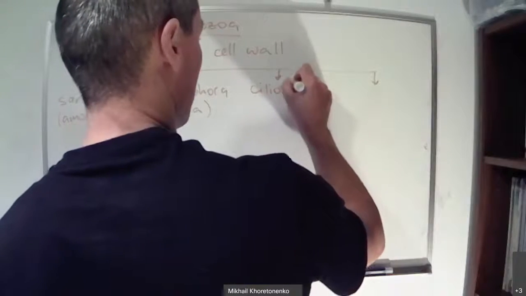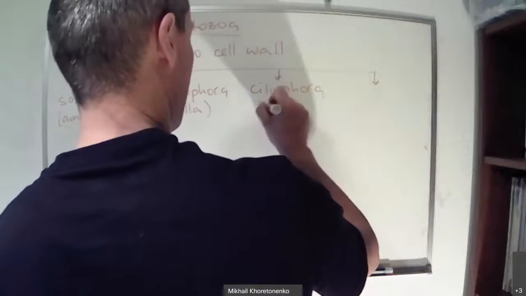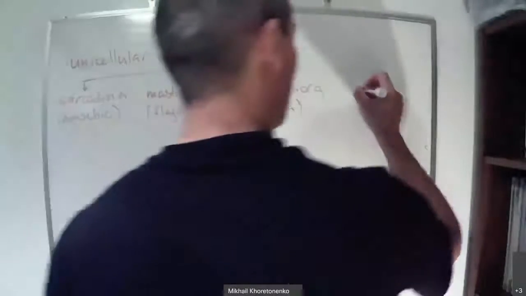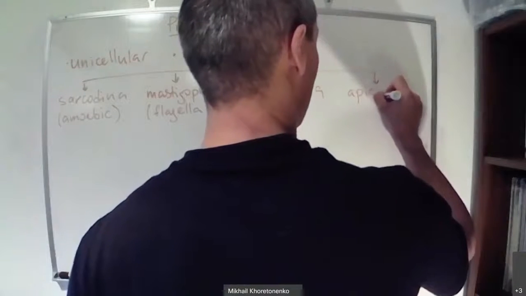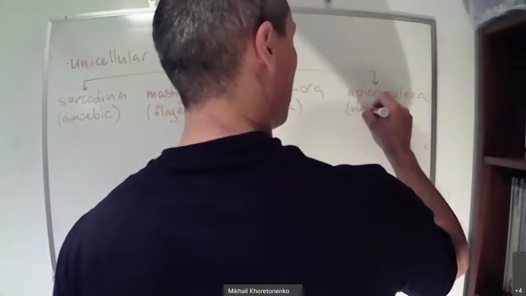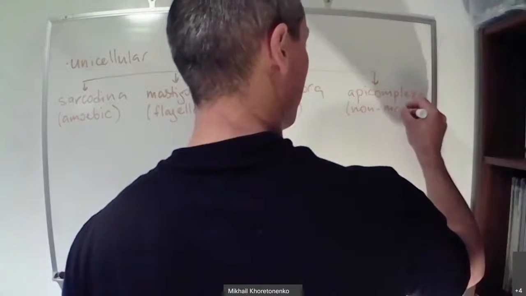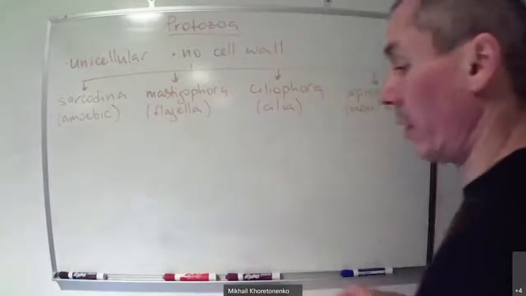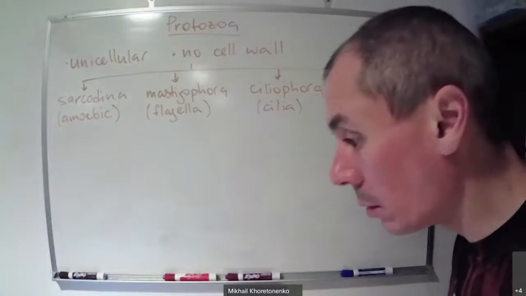Ciliophora obviously use cilia for moving around. And finally, Apicomplexa, which are non-moving microorganisms.